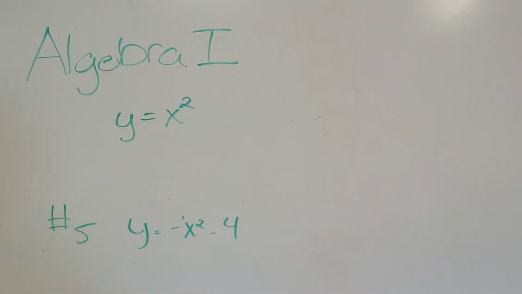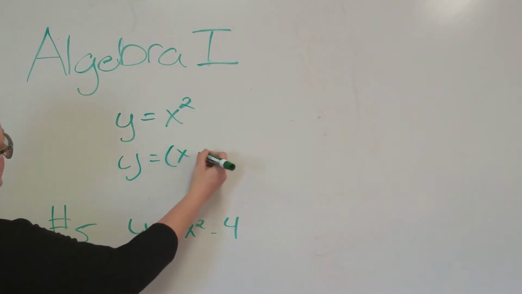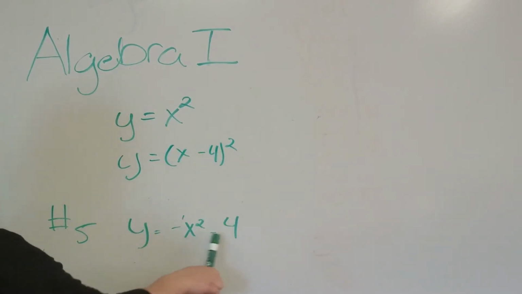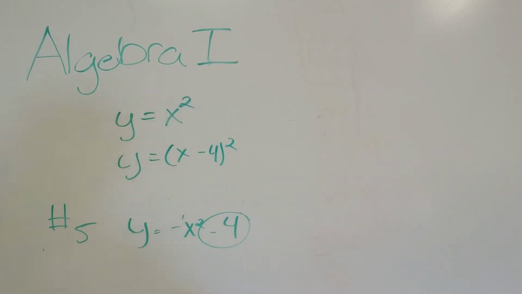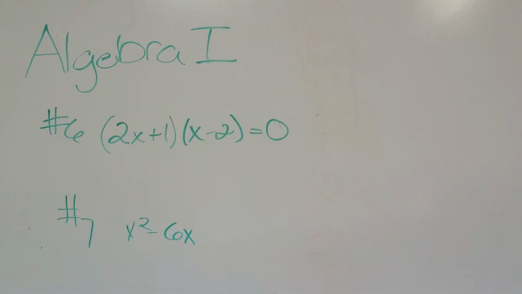All right, if it looks like this, this moves it left or right. This outside moves up or down. And if it's negative, it moves down. So this is reflected over the x-axis and shifted down 4 units.